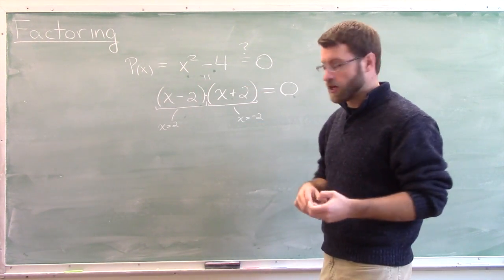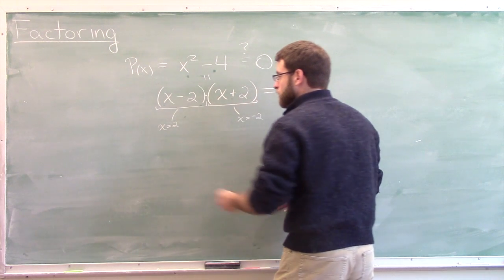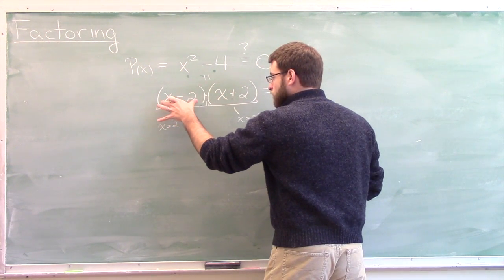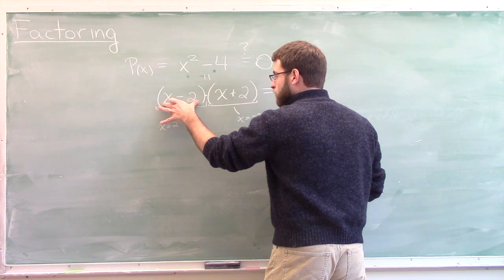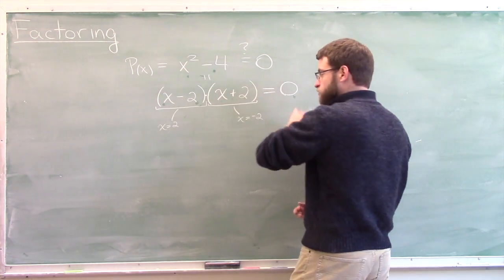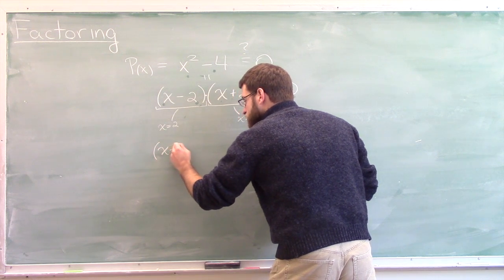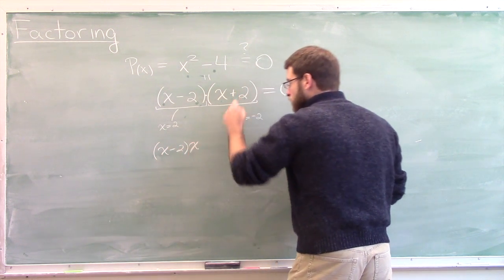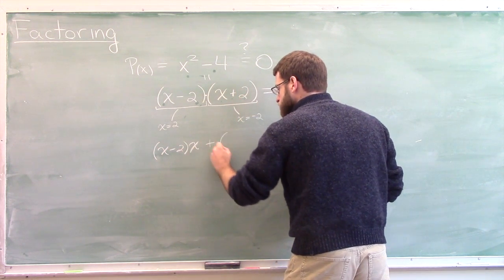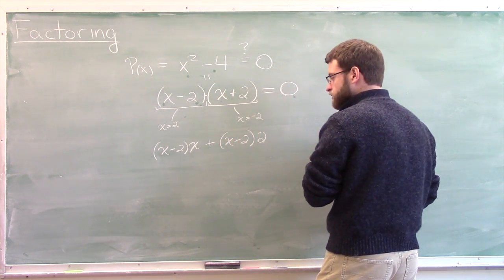So let's just double check that. If I want to multiply these factors out, I'm going to multiply the whole first polynomial by everything in the second polynomial. So I'm going to distribute the first polynomial across the second polynomial. So we get x minus 2 multiplied by x plus x minus 2 multiplied by 2.